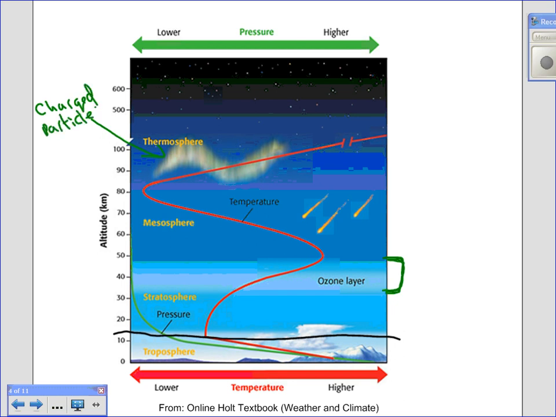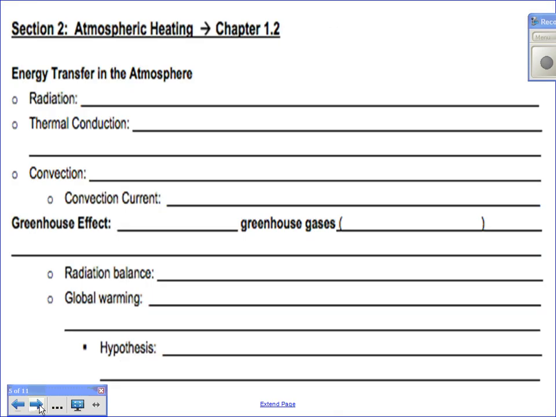If you look in your book, you'll be able to see at times there's an inverse relationship between the temperature and the altitude. As we are in the thermosphere, the temperature is increasing as we increase altitude. Okay, so we'll move on to the next portion.